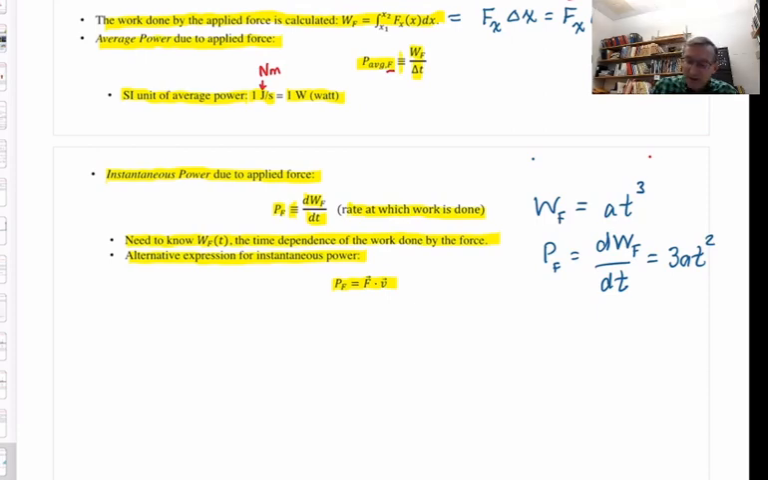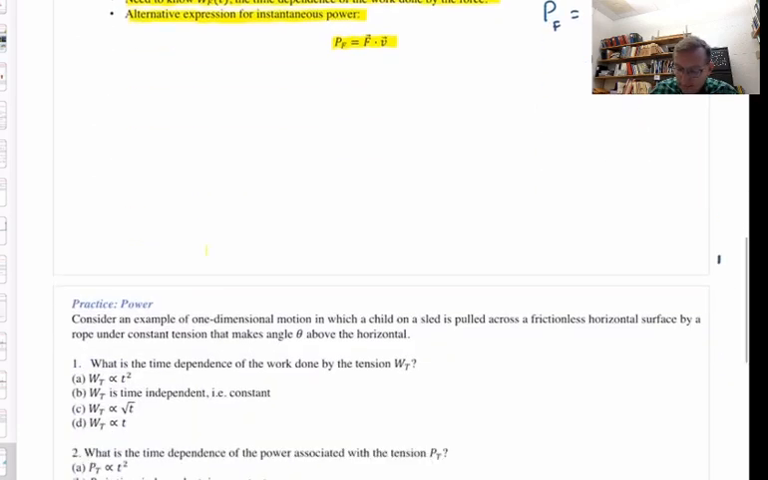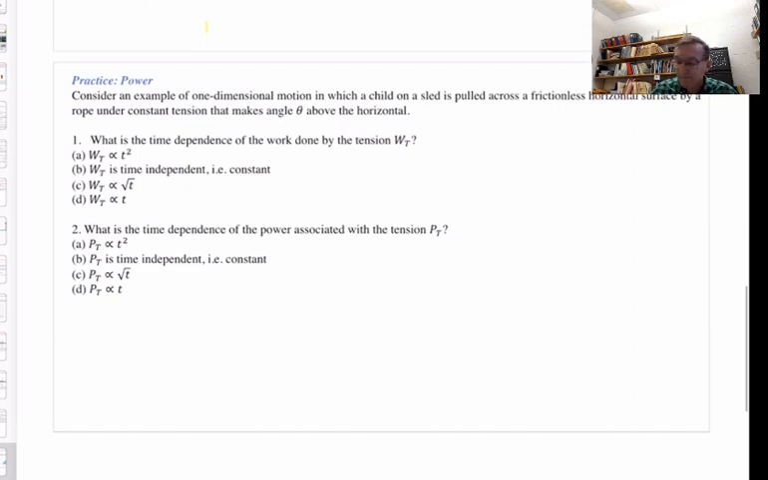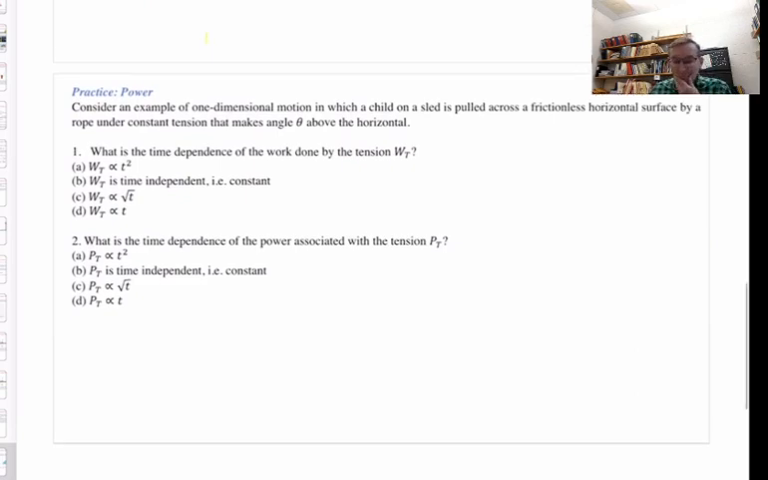Let me end the lecture with a little bit of practice with instantaneous power, okay? Because I think that would be helpful. And then we'll talk about that in class as well. All right, let's take one-dimensional motion in which a child on a sled is pulled across a frictionless horizontal surface by a rope under constant tension that makes an angle theta above the horizontal.